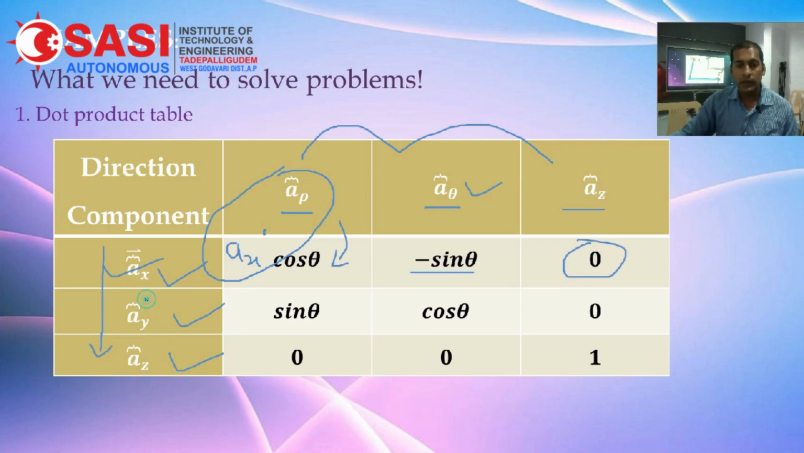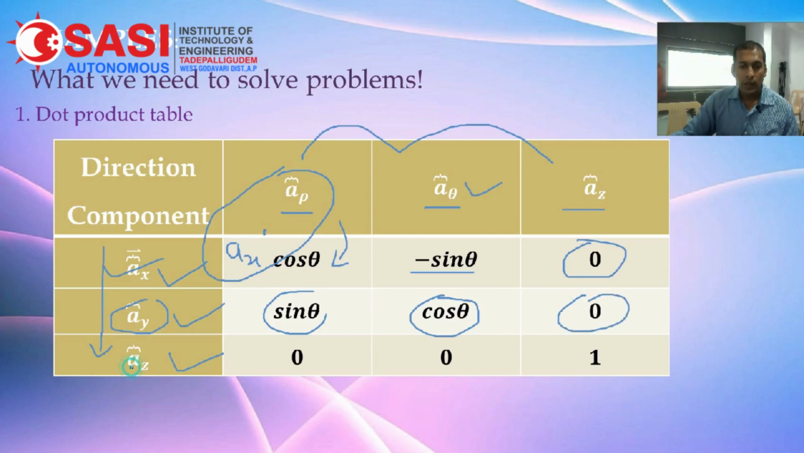Third one, AY cap dot product with AR cap gives sin theta. AY, A theta will give cos theta. AY, AZ will give 0. Then AZ cap with AR cap will give 0. With theta also it will give 0. But dot product of similar unit vector is always 1. So this we have to remember.